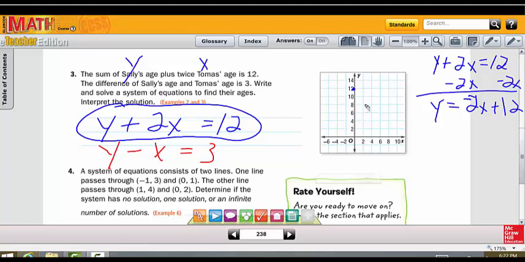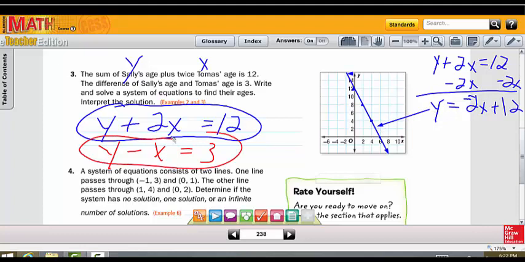So down 2 over 1. Notice that our scales are equal. We are counting by 2 on the y-axis and the x-axis, so we can just use the boxes in order to get where we need to go. And then lastly, draw our nice straight arrow through all of our data, and that would be this equation here.